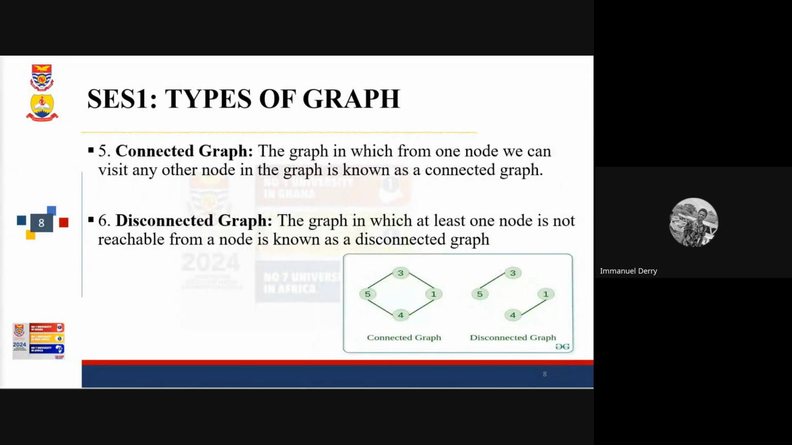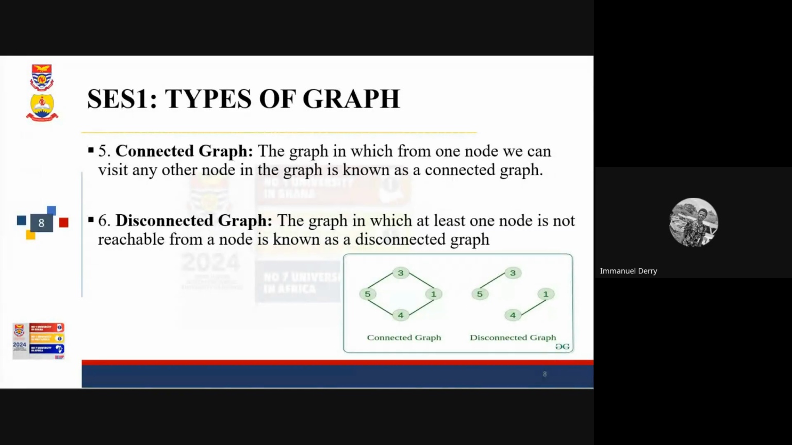And then also we have connected graph and disconnected graph. When we talk about a connected graph, when we stand on one node, we can equally visit every other node, or let me say vertices, that is found in the graph. Such a graph is called a connected graph. We stand at one node, and from that same node we can visit any other node found in the graph. That is an example of a connected graph.